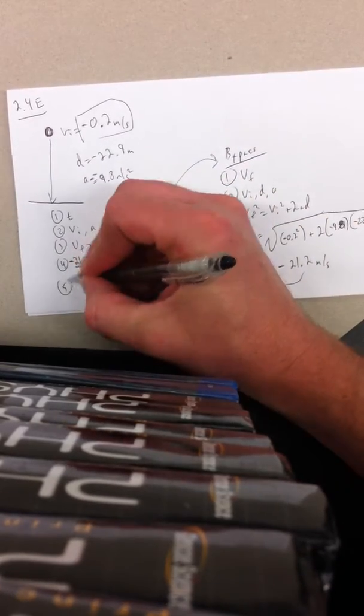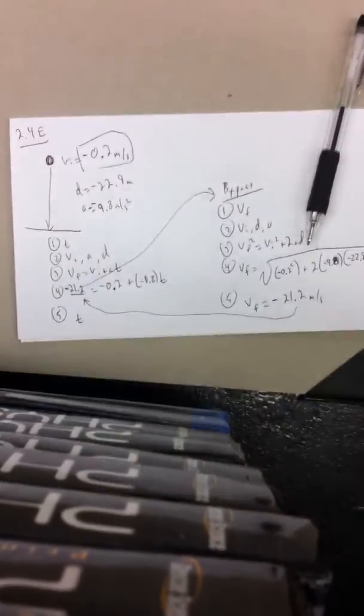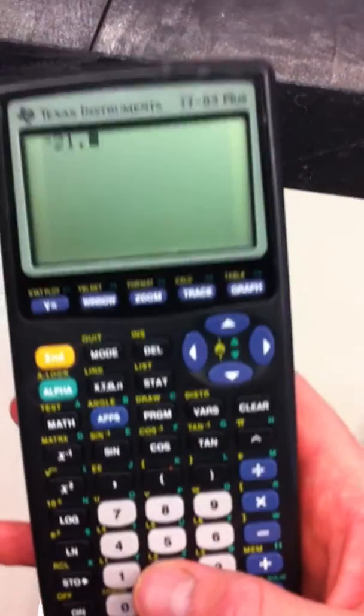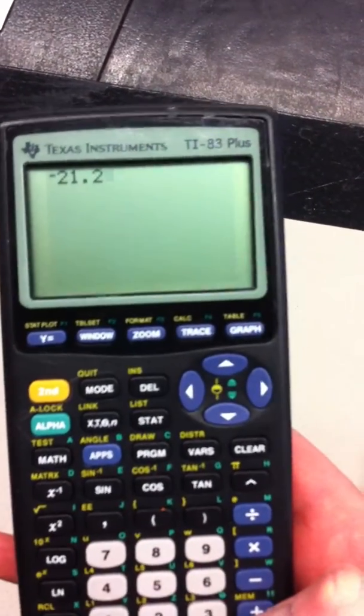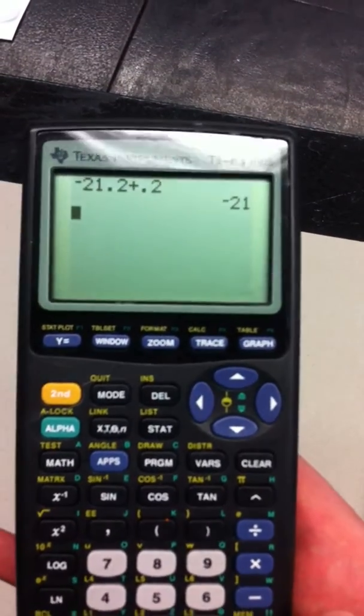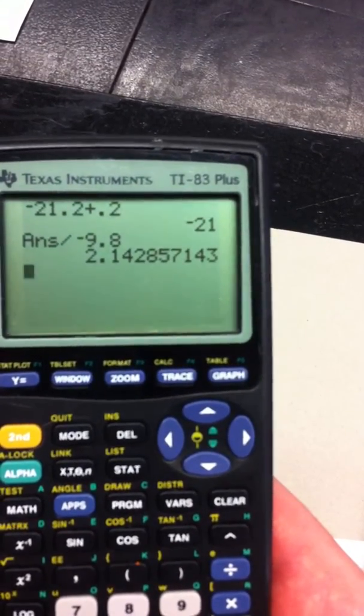Now to solve for T, we take negative 21.2 and we subtract the negative 0.2 and divide that by negative 9.8. We get 2.14.